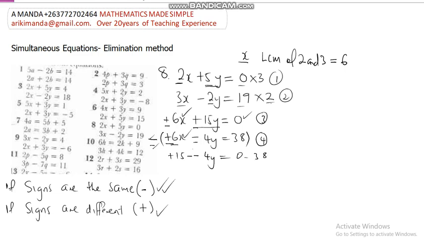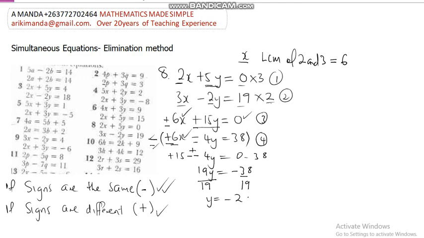So I'll end up having a plus here. A minus and a minus will give us a plus here. So we end up having 15 plus 4y, we get 19y is equals to 0 minus 38, we get minus 38. We solve this, we divide both sides by the coefficient of y, divide by 19 both sides. y is equals to minus 38 divided by 19, we get minus 2. That's the value for y.